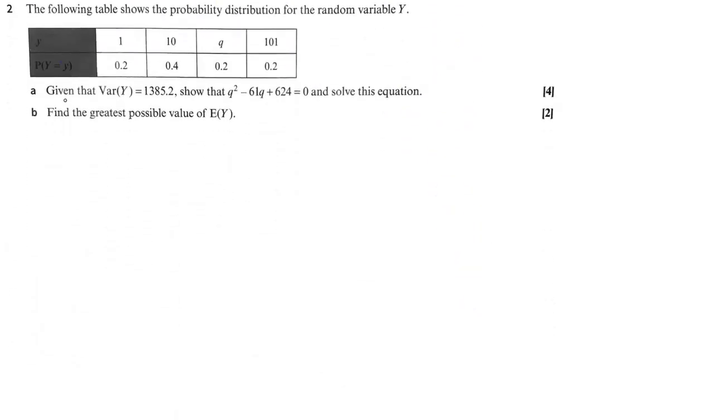All right, page 162, we're looking at number 2. We've got a table here. It's a probability distribution, but they're missing one of their y values, and they're calling it q. They do give us the variance. They tell us it's 1,385.2. And they want us to show that it's going to equal q squared minus 61q plus 624.